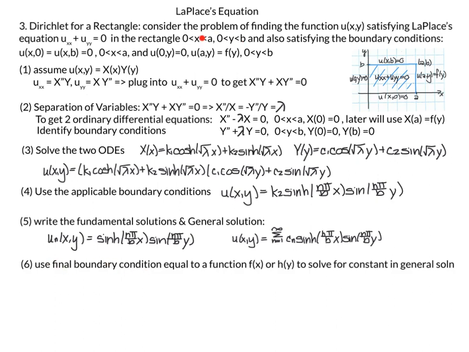Anyway, so I have C_n sinh(nπ/b · x) times sin(nπ/b · y). The last step is to use the final boundary conditions. Those are the ones we haven't used yet, the one that's equal to a function. In other words, u(a,y) is equal to a function as opposed to equal to 0.